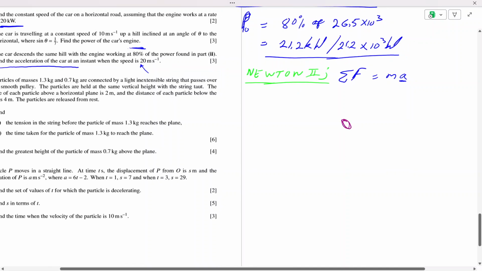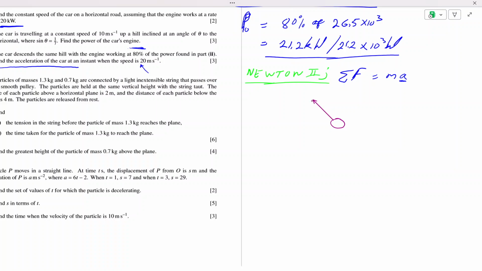We have the particle, the car, right? The force is acting up the plane. Remember, it's now descending. That's mu, acting up the plane, and then we have the weight component acting down the plane, plus the driving force. I'm just going to call it D2 now, the new driving force. So I want to find this force. And then the force opposing again is our 650.